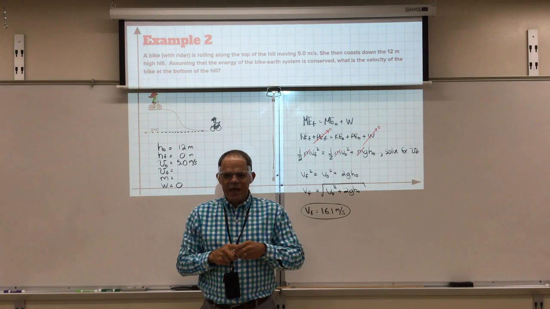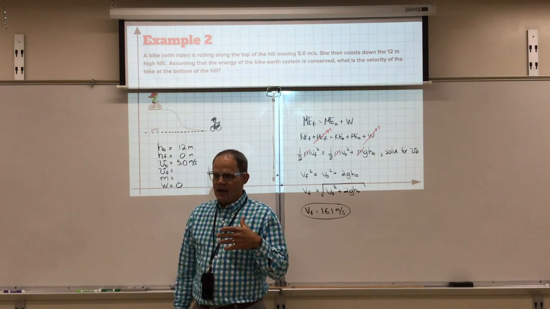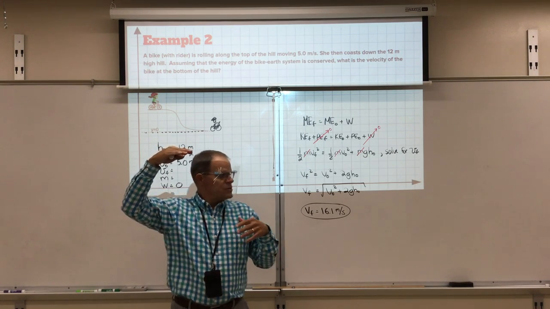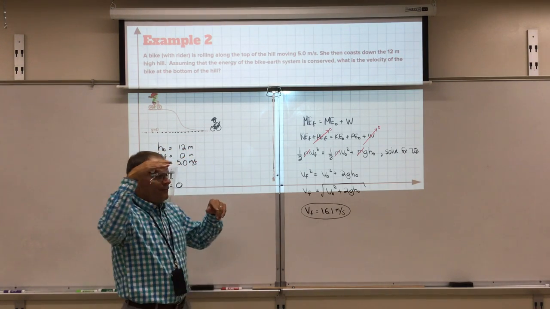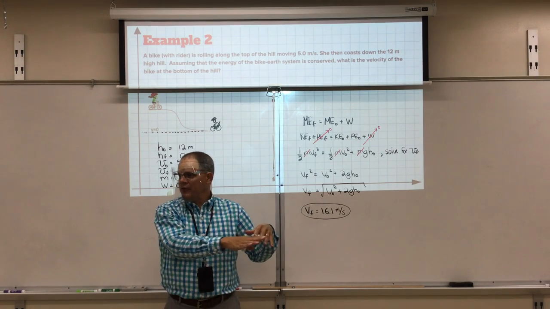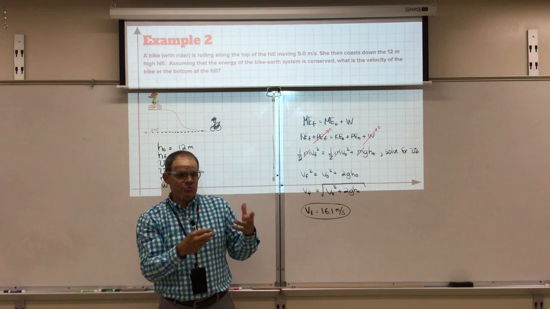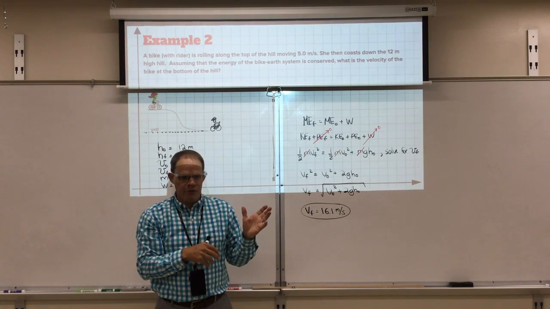Now, here's a way to ask, does it make sense? How fast was she going at the top of the hill? She's going 5. So you would expect at the bottom of the hill, the answer is bigger than 5. If you make a mistake and get 3 at the bottom of the hill, you've got to know something's wrong there, right?